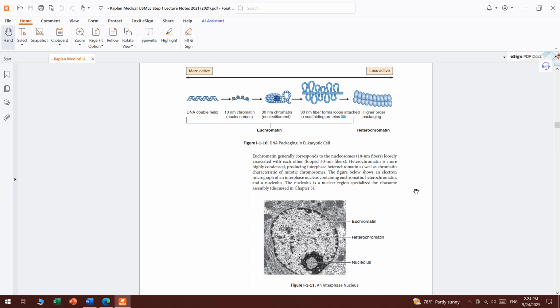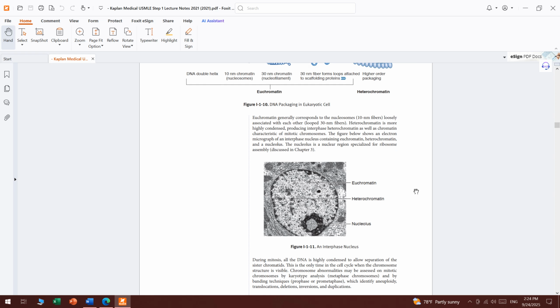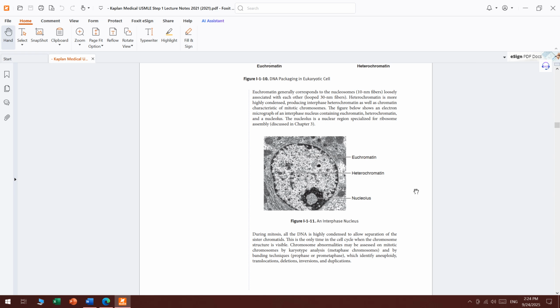Chromosome abnormalities, such as changes in number, translocations, deletions, inversions, and duplications, can be assessed on these mitotic chromosomes using techniques like karyotype analysis, typically on metaphase chromosomes, where they are most condensed, and banding techniques.